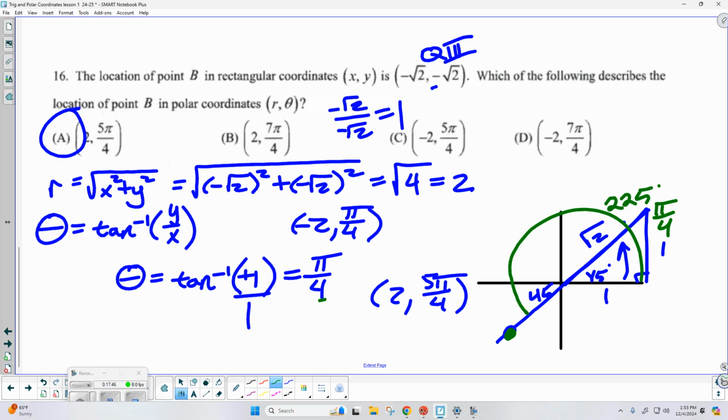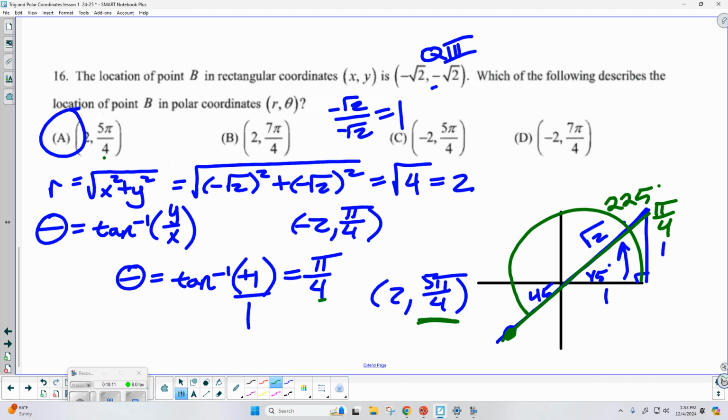Okay. All right. How are we doing? Any questions on going from rectangular to polar? Why is it A? Because once we extended this line right here, and we found what our new angle should be, 5 pi over 4, that's the only angle that matched up with our radius.